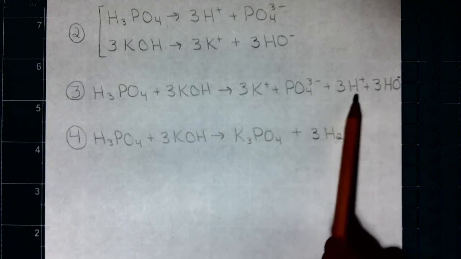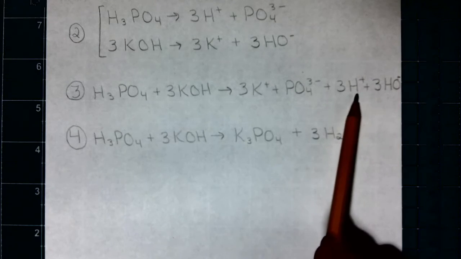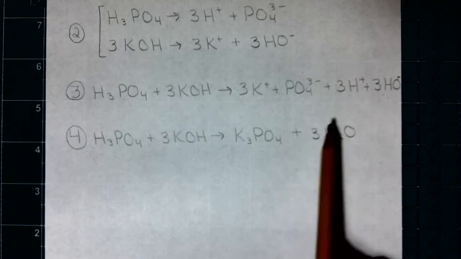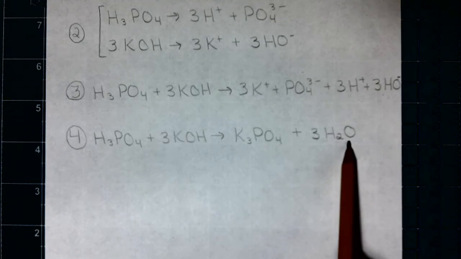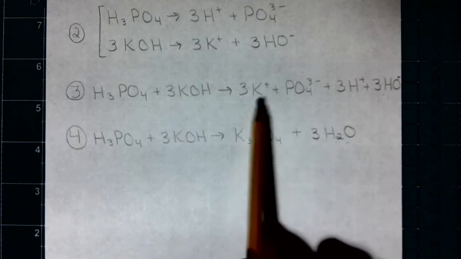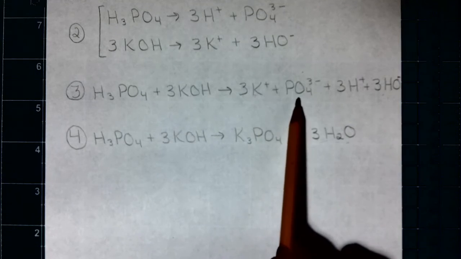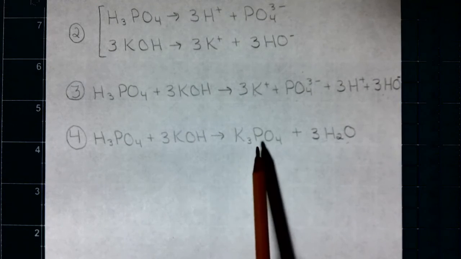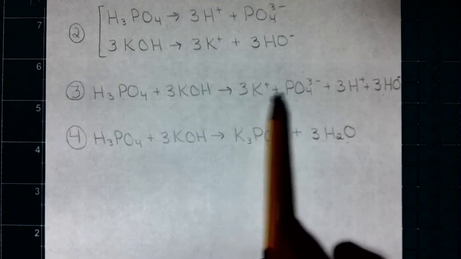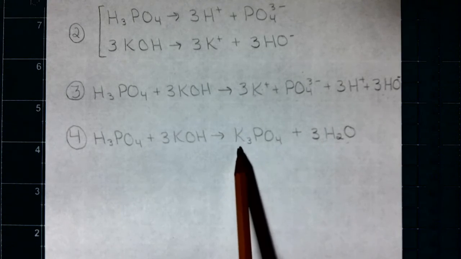So every proton and hydroxide are going to combine together to make water. We have 3 protons, 3 hydroxides, so it's going to make 3 water molecules. Our potassium and our phosphate are going to combine together to make our salt. We have 3 potassiums and 1 phosphate. That makes sense because this has a +1 charge and this has a 3- charge. We know we have to neutralize those charges. We get potassium phosphate down here, K3PO4.